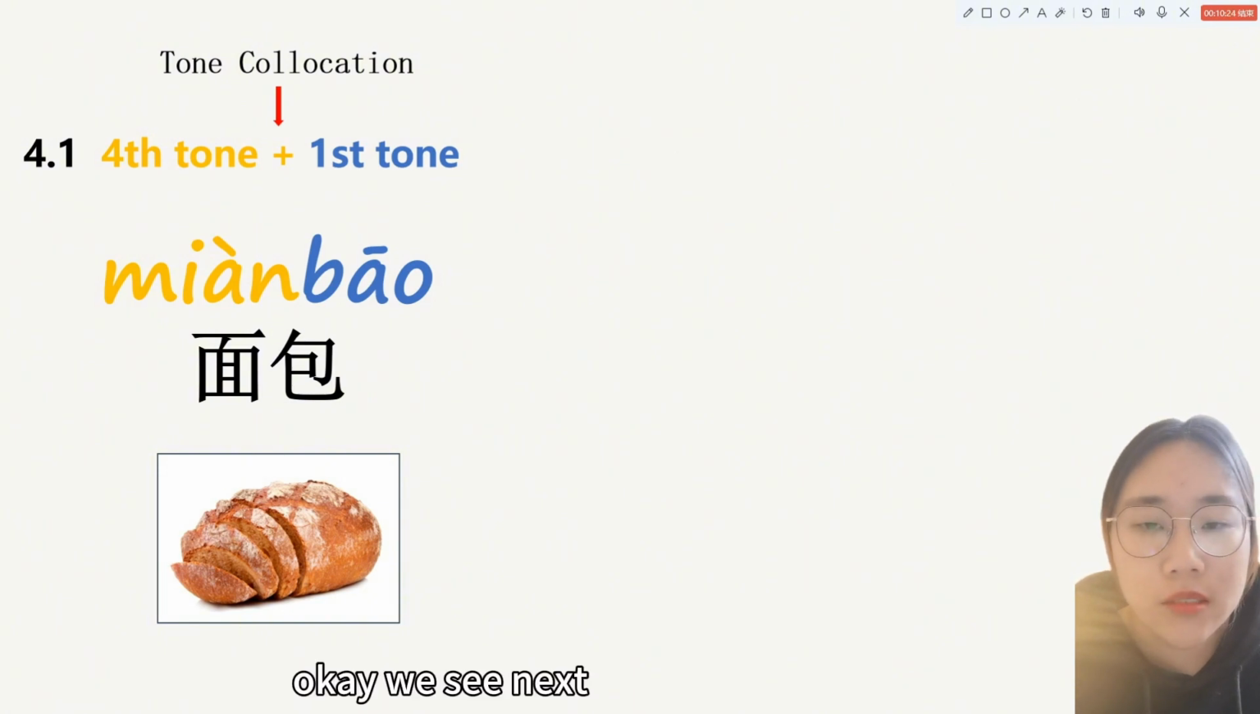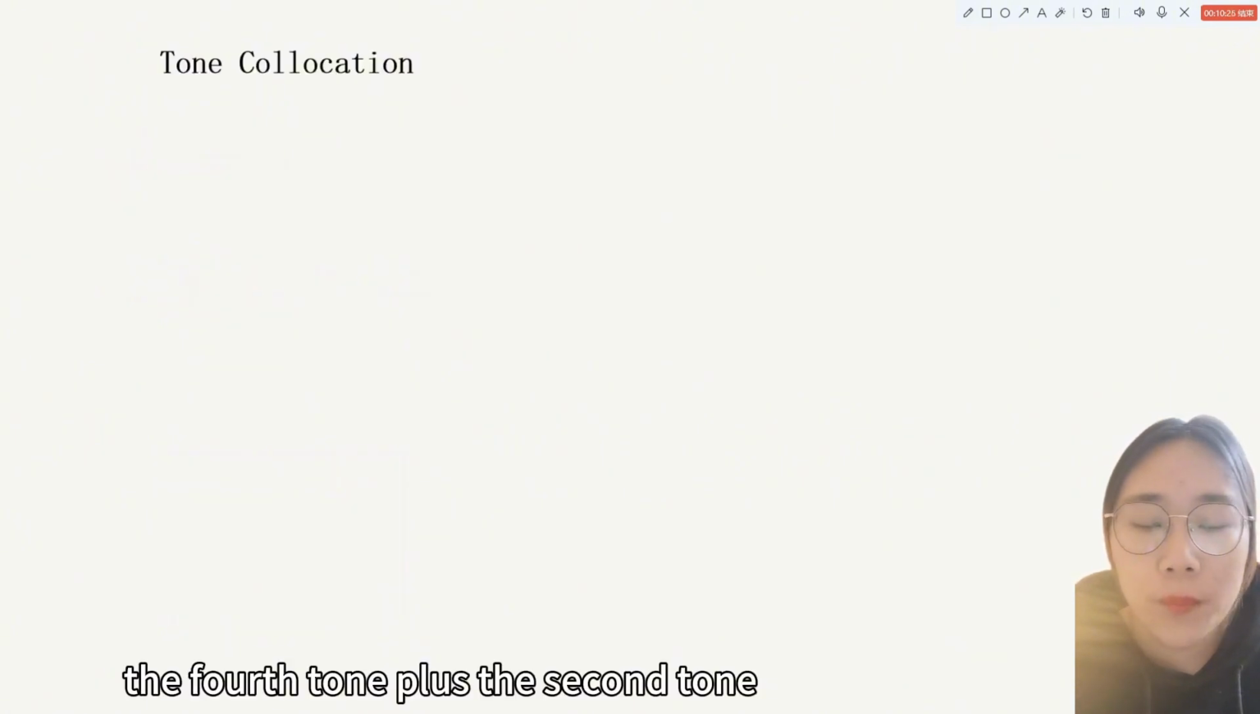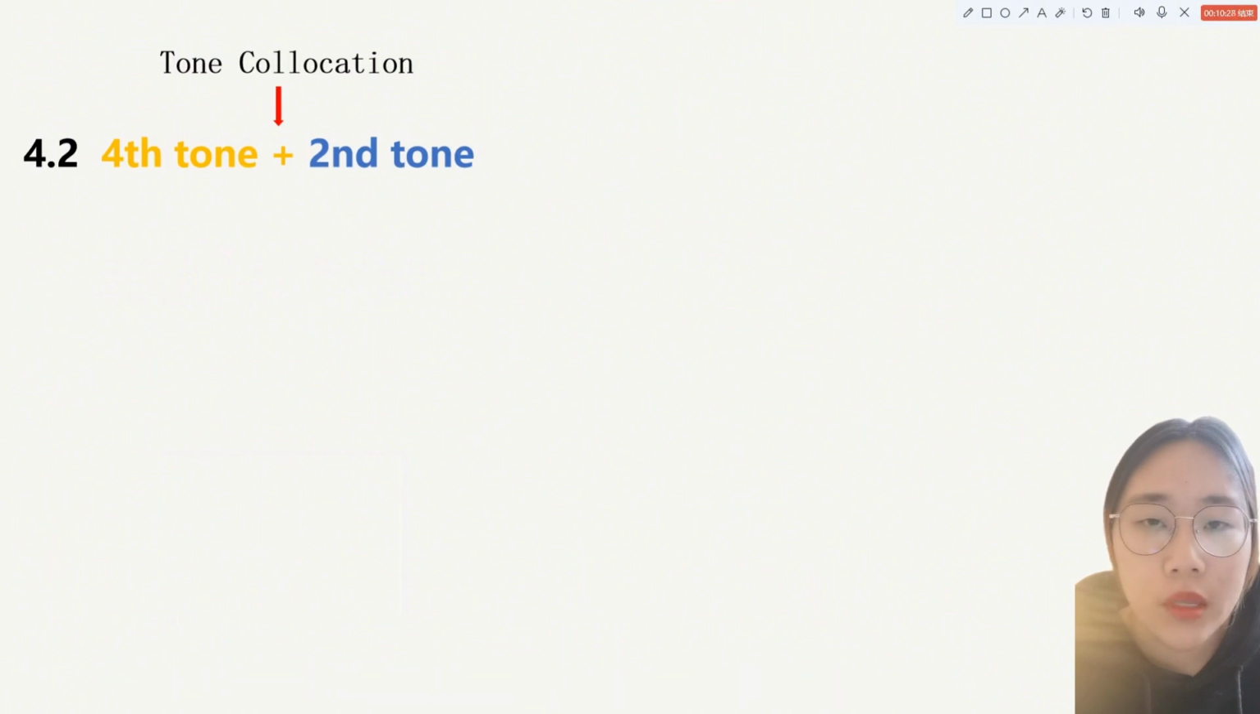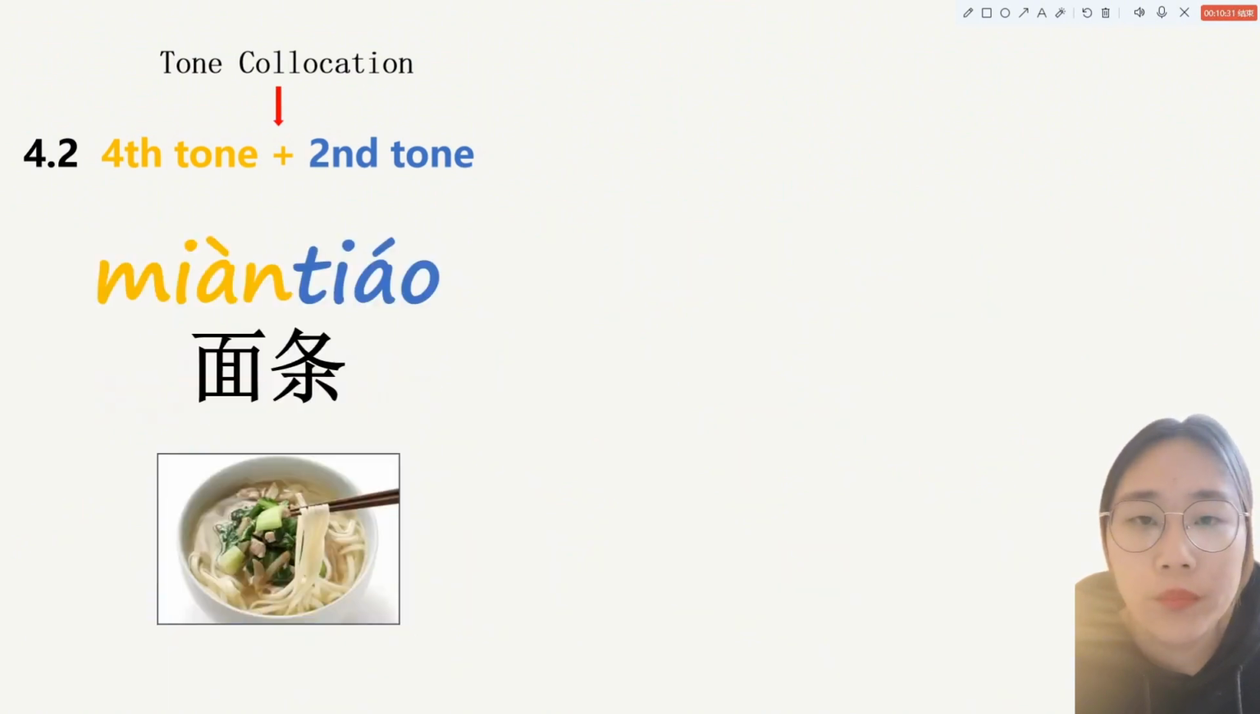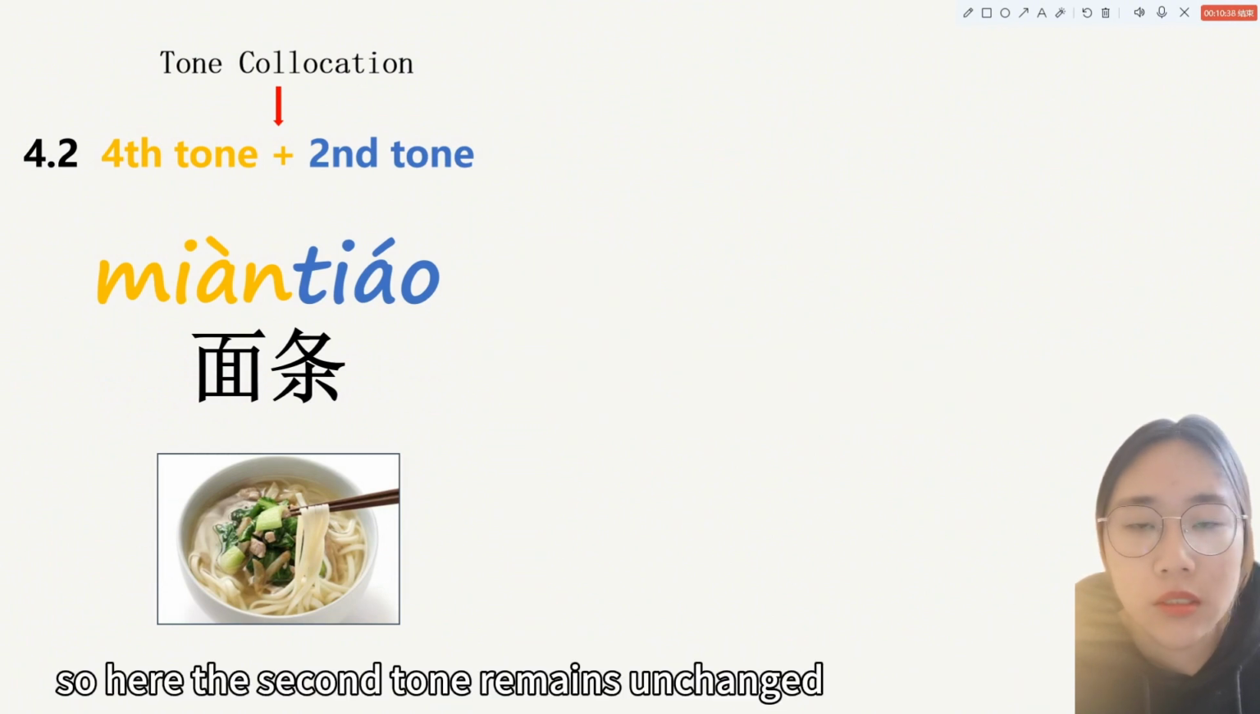Okay, we see next, the fourth tone plus the second tone. 面条, 面条. It means noodles. So here, the second tone remains unchanged.